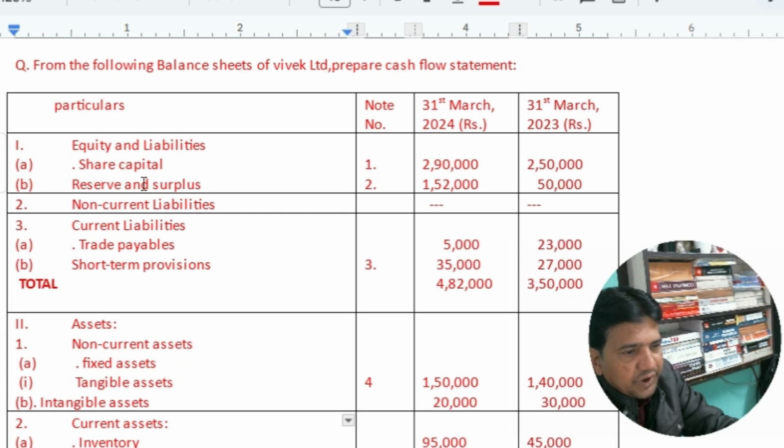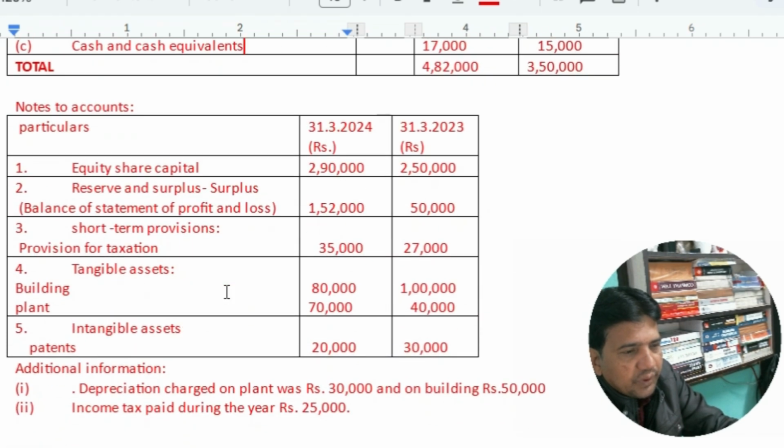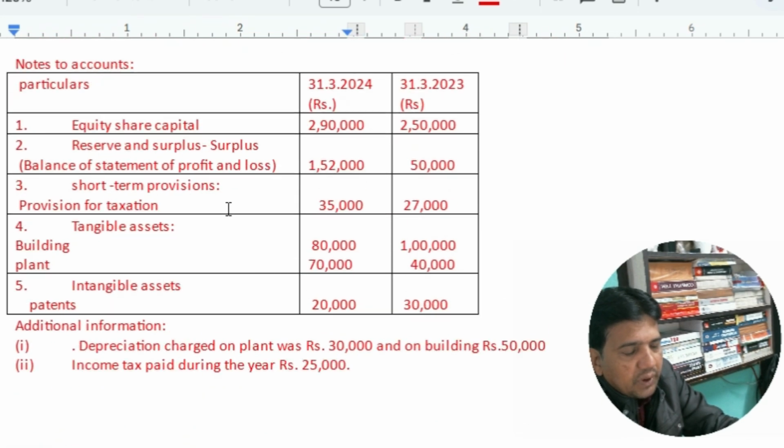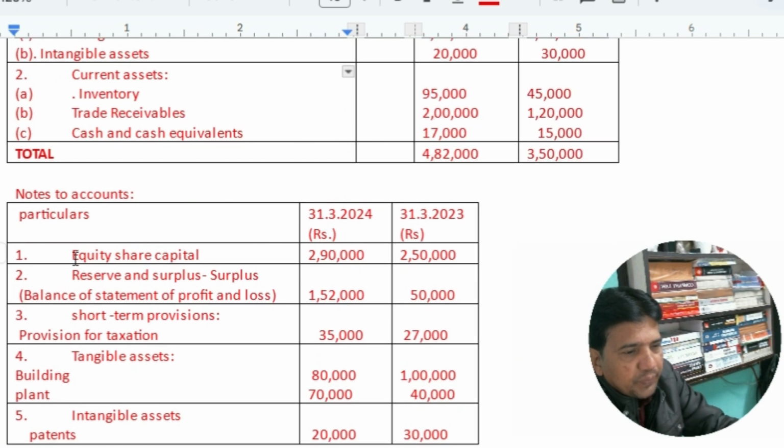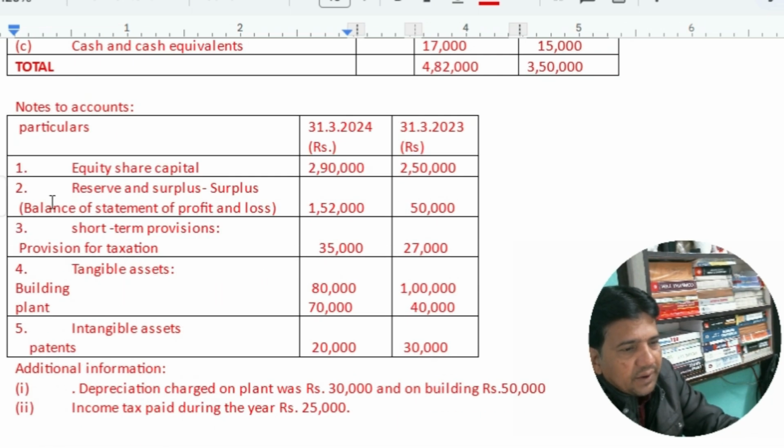Now share capital. When we see the notes to accounts under share capital, it implies that the company has only equity share capital. The company has no preference share capital. This is clearly indicated through the notes to accounts. And then, what is the reserve and surplus balance left in the company? It represents only the profit and loss account.